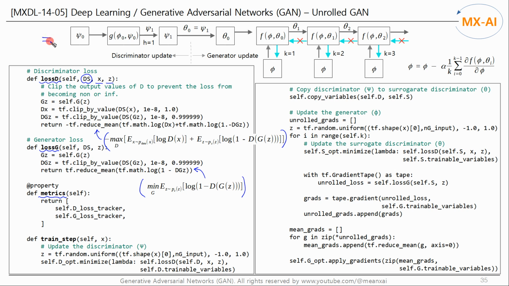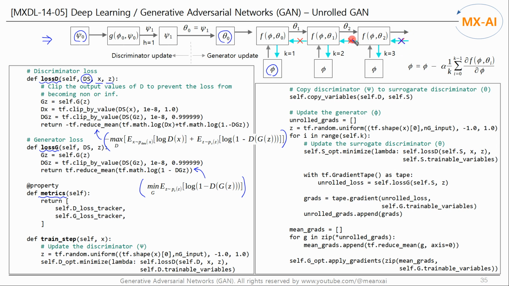This figure shows the training process of the unrolled GAN we looked at in the previous video. Here, psi is the parameter of the discriminator, phi is the parameter of the generator, and theta is the parameter of the surrogate discriminator. For more information about this, please watch the previous video.